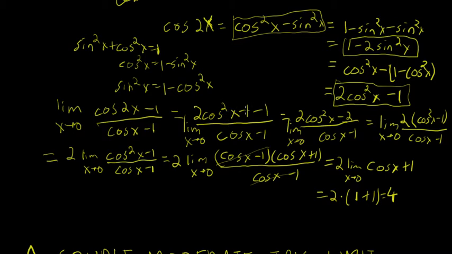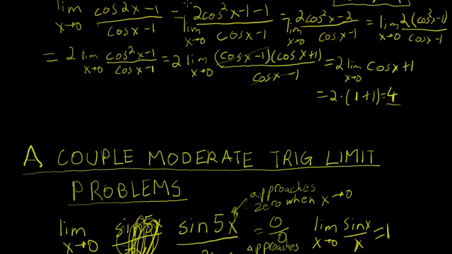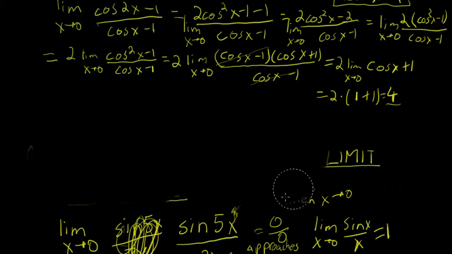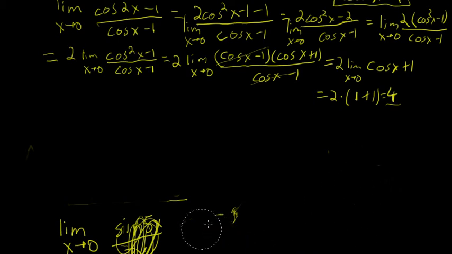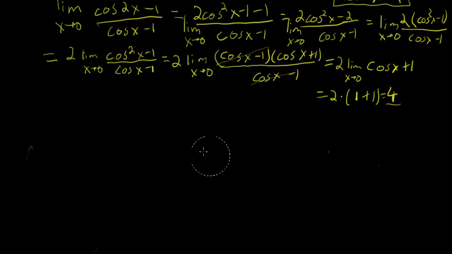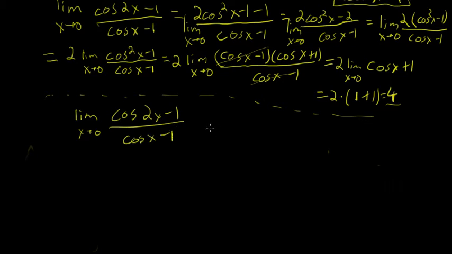Now, suppose instead of this 2 cosine squared x minus 1, let's say at this point we had used, so this is the final answer, this is all the work leading up to it, right? And so I'm just gonna delete some of this stuff below so I can show you here. Let's say when we were at the limit as x tends to 0 of cosine of 2x minus 1 over cosine of x minus 1, I guess that's how it was originally written.